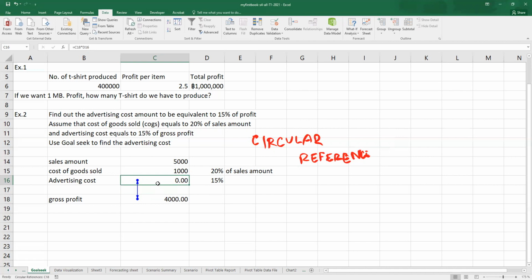What should we do in order to solve this problem? I will delete this calculation out first so that it will remove the circular reference. So I delete this cell out. I don't want a circular reference. Okay, so right now, no circular reference already. But how are we going to solve this problem?